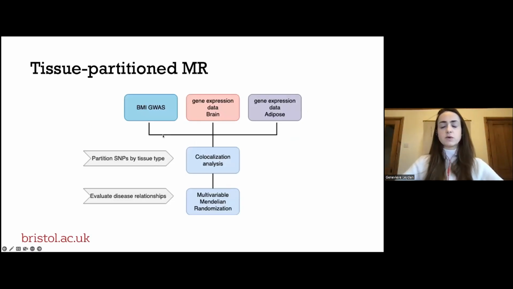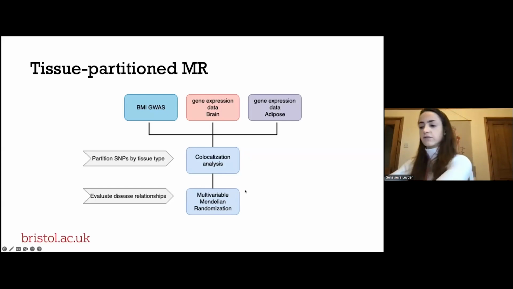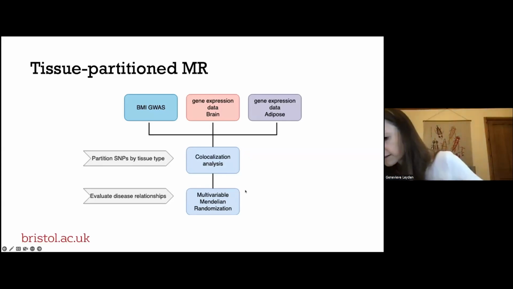To do this, we integrated summary-level genetic data from genome-wide studies of BMI and gene expression data derived from subcutaneous adipose and brain tissue. These data sets comprise cis-eQTL data from both tissues. To partition the BMI SNPs, we applied a Bayesian colocalization approach called COLOC, and the variants which had evidence for colocalization, we next used to derive novel exposures in a multivariable analysis.